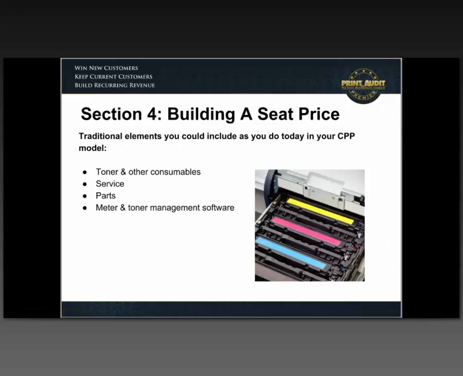And as I mentioned before, why reinvent the wheel? A lot of the things that we can include in our seat-based model are going to be the same things that you charge for today. So toner and other consumables, such as maintenance kits, the service that goes into keeping the health of the fleets and making sure that we meet our SLAs, all of the parts that are required to keep the equipment running under the MPS program. And oftentimes the meter and toner management software, which is included within the cost per page quote.